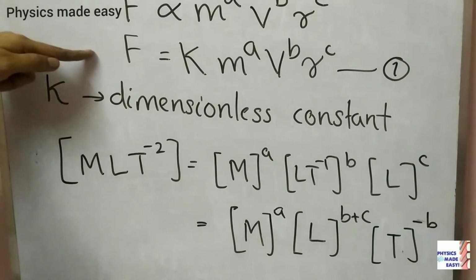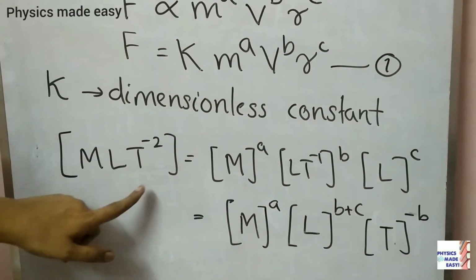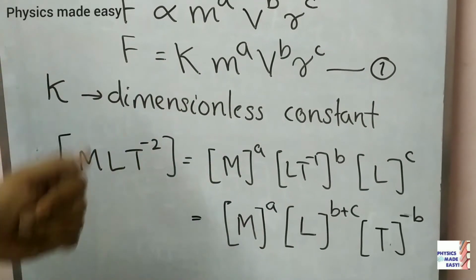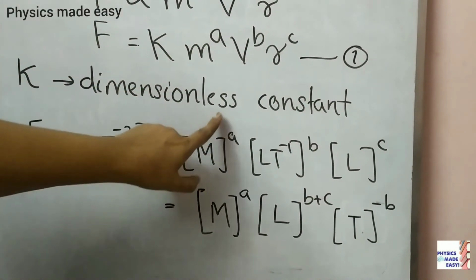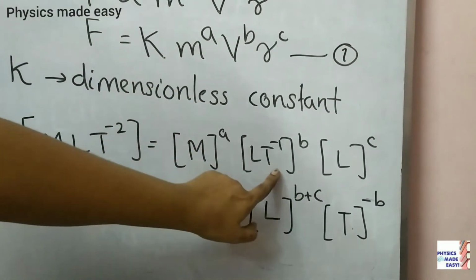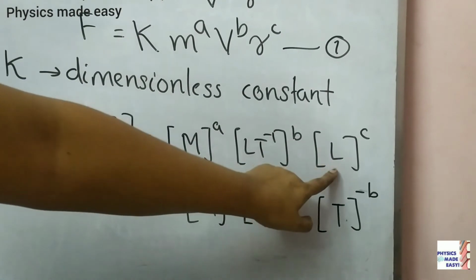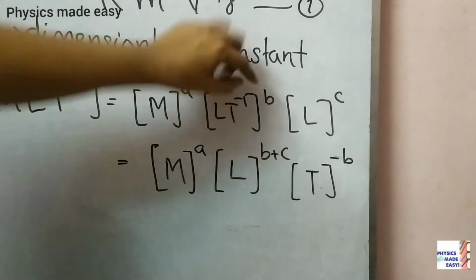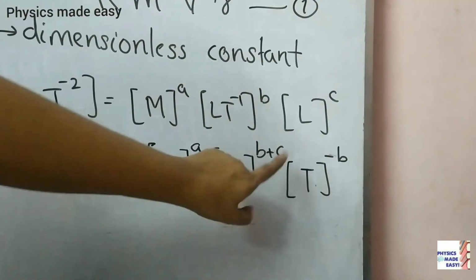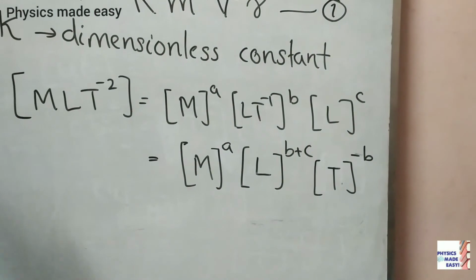Here you can see the dimensional formula of F is written there, MLT raised to minus 2. Then k, you know, is a dimensionless constant, no dimension there. Then m raised to a, velocity LT raised to minus 1, the whole raised to b. Then r, whose dimension is L raised to c. That we can write as M raised to a, L raised to b plus c, then T raised to minus b. Now we have to compare LHS and RHS.